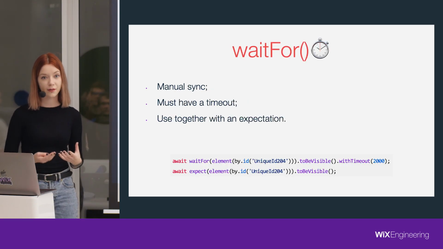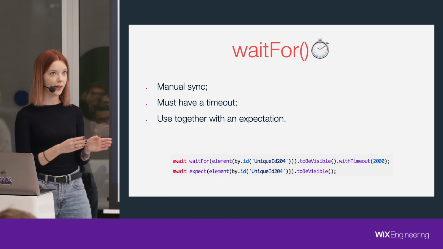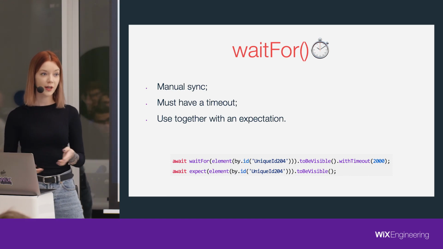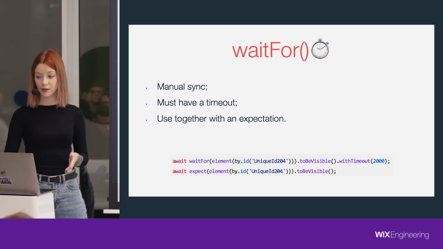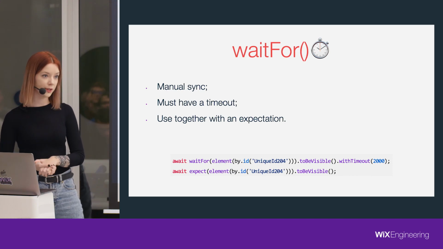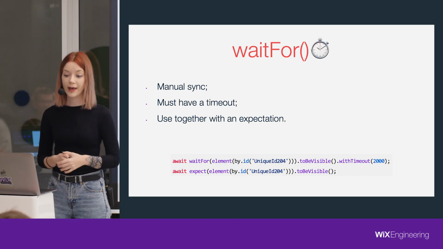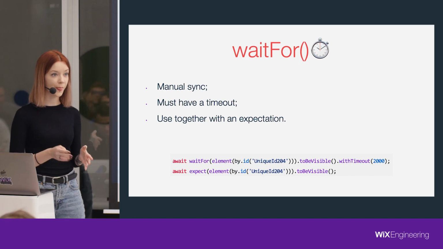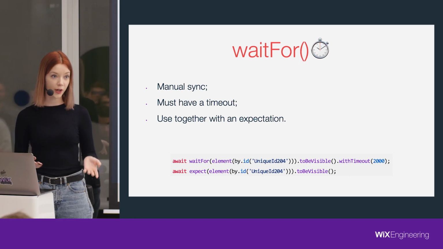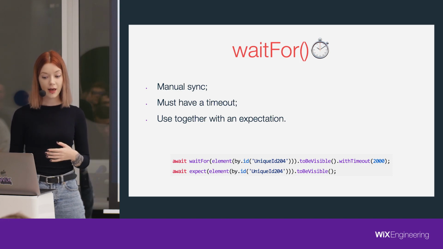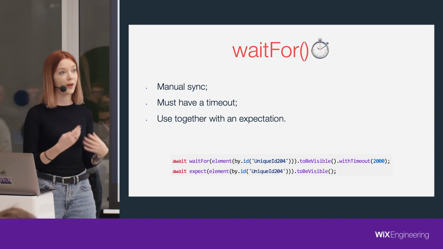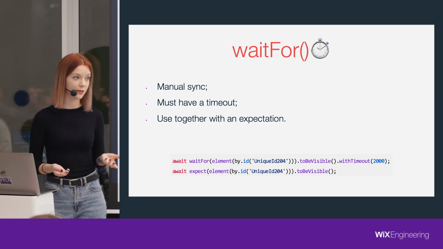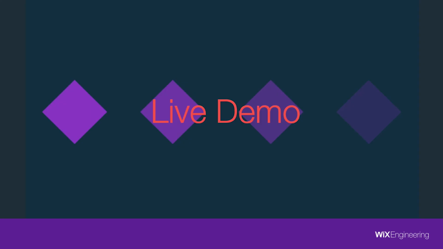But sometimes when you disable synchronization and you go into some screen, there's still some stuff that needs to load in that screen. For that, you use manual synchronization that's done with wait for, and it must have a timeout because otherwise it would not work at all. It would not wait for anything, and it must be used together with an expectation. If you waited for something and the timeout has exceeded, you need to verify if that element was seen or not. So now I'll begin writing tests.